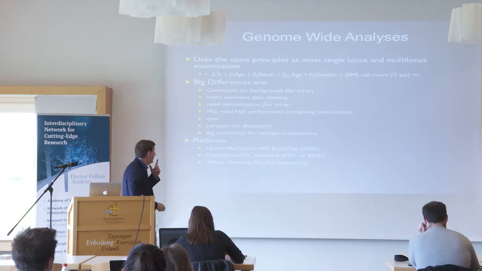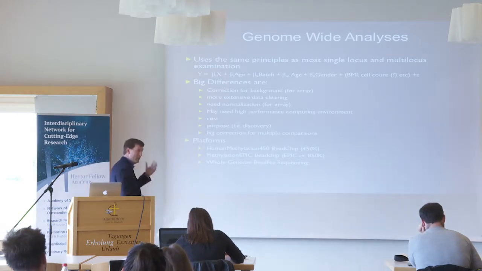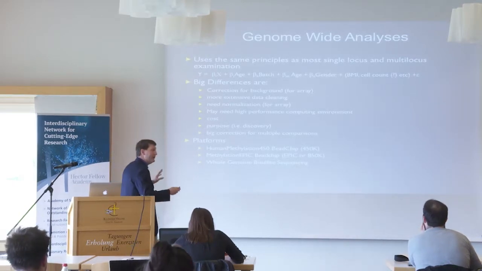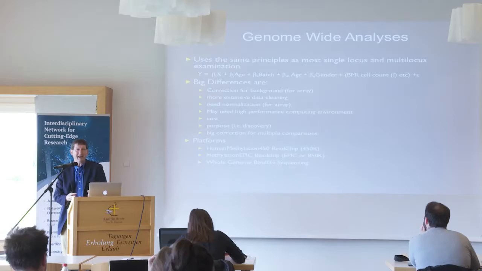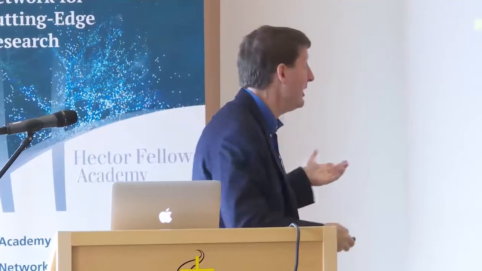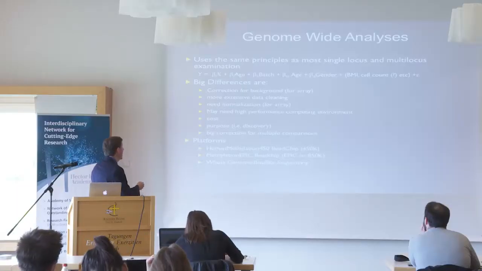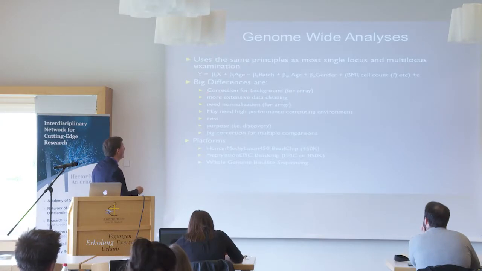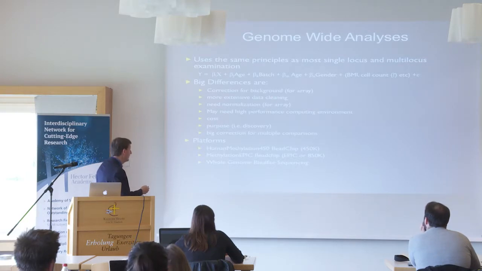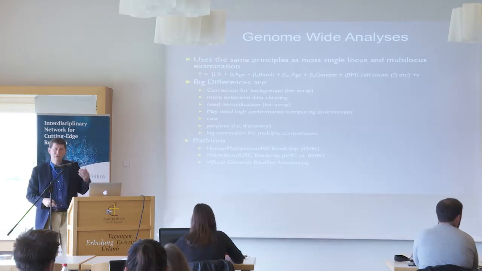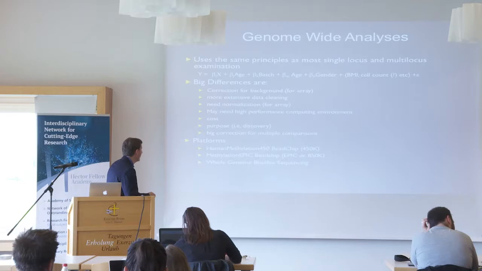Now let's talk about genome-wide analyses, because this is the reason we're here, for most of you, alrighty? Now, the key thing here is it's exactly the same, except you're doing it more times. For the 450K, you're doing it about 470,000 times. And now for the EPIC array, you'll do it about 1,000,000 times, okay? The same considerations apply. However, the big differences are, number one, you have to correct for background, particularly for arrays, not for high-throughput sequencing, but for arrays. More importantly, there's more extensive data cleaning. You can't do it manually. You have to have an automated system.